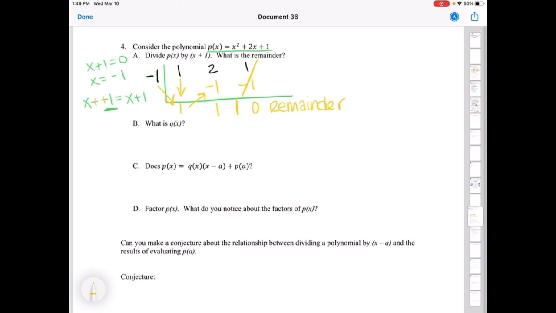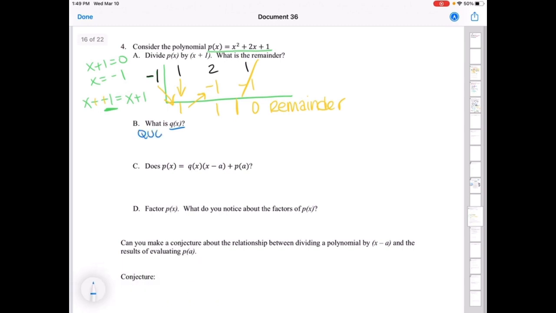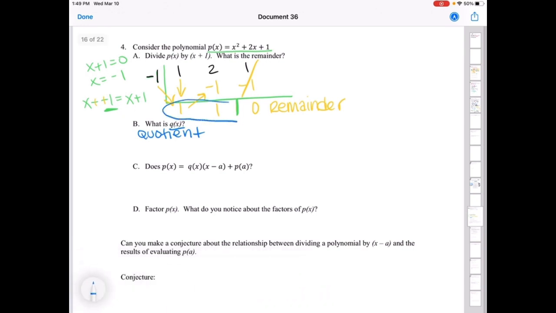It says, what is q of x? This is asking for the quotient. So we're going to be looking at this bottom row, and we know that our constant is right here. So it's going to increase in degree from right to left. So we know we're going to have x as our highest degree. So x plus 1 is our quotient. And we have 0 remainder.